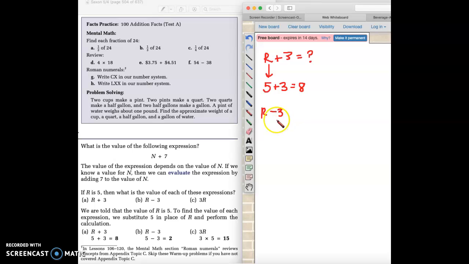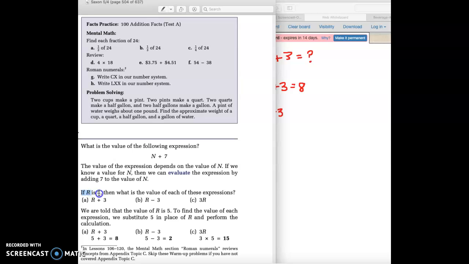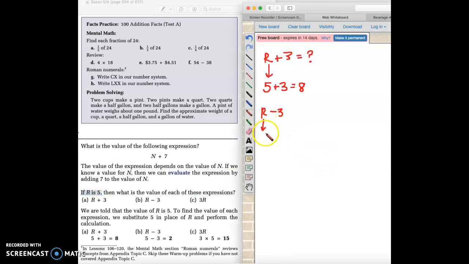Again, we could not evaluate this expression unless we knew the value of r. So we're going to replace r with 5 because that's what they tell us in the example. It says if r is 5. So we're going to go back here. We're going to replace r with 5. We're going to go ahead and subtract it, and we get a difference of 2.